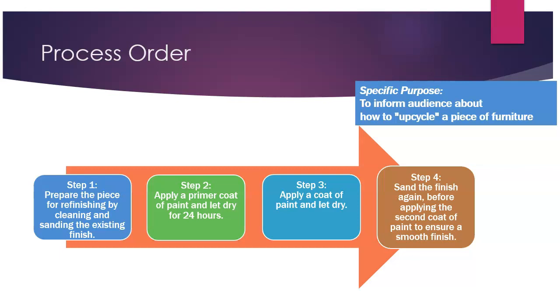The first step talks about the preparation. You'll have a transition from step 1. Now that we've completed step 1, let's move on to step 2, where we need to apply a primer coat of paint and let dry for 24 hours. After we've completed that and we've left it dry for 24 hours, then we can move on to step 3, where we apply a coat of paint and let it dry. After it dries, we move on to step 4, sand it and finish it, and continue on. So you can see how our transitions work in there as well.